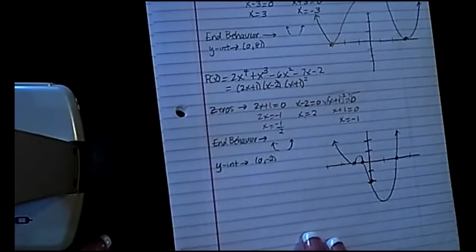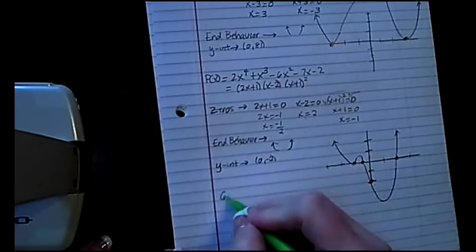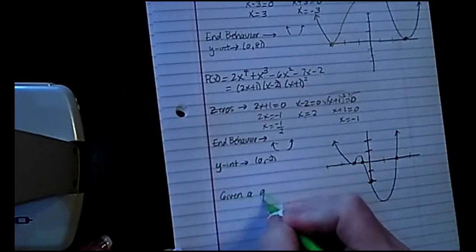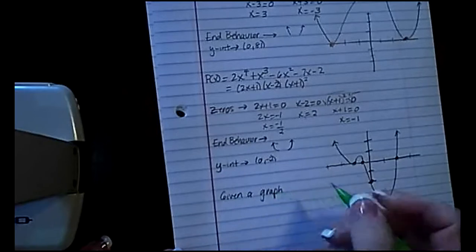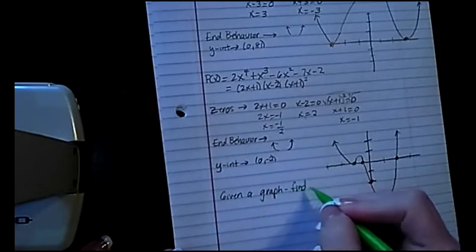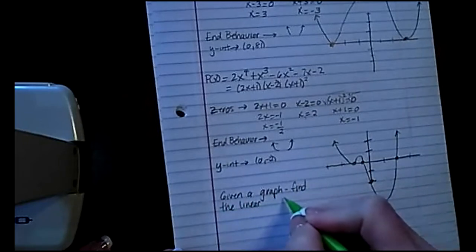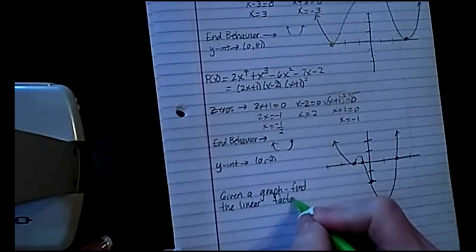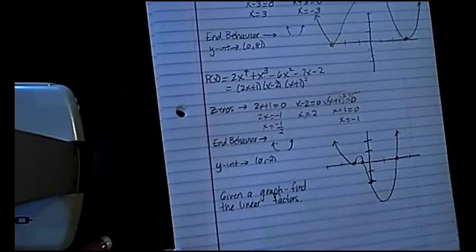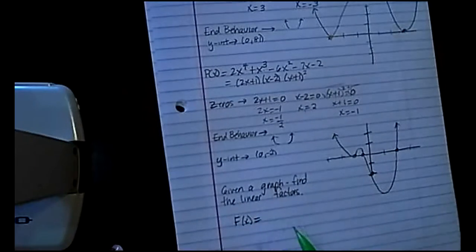So let's take a look at this last one. So this one is saying, okay, I'm going to give you a graph. So given a graph, find the linear factors. Okay, so we're going to write this as a function, but we're going to write it in linear factor form. You don't necessarily have to multiply all those together.